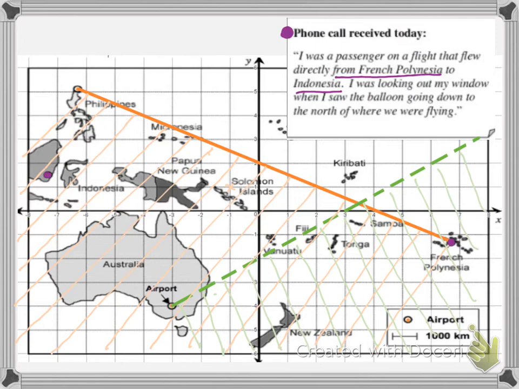And let's see, I was looking out my window when I saw the balloon going down to the north. Okay, so it wasn't on this path either, but it was north of them. All right, so I think what I'm going to do is connect these with a solid line because they're so far apart from each other. I figure if I do a dash, it's going to look kind of wonky and I don't want to worry about that. So I'm going to do a solid line, but then I'm going to go through with my eraser and erase chunks of it because it did say that it was north of where they were flying. So I'm going to connect these two airports here.